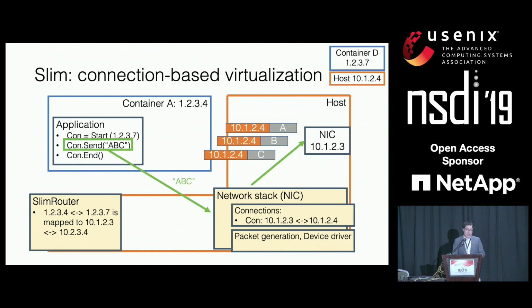And now, if the application wants to send a buffer through this file descriptor, the buffer is directly sent to the host network stack, and the correct packets with the right physical destination IP are generated. So as we can see here, in the previous packet-based virtualization scheme, we pay a cost at a per packet level. Now we only pay the virtualization cost at a per connection level.